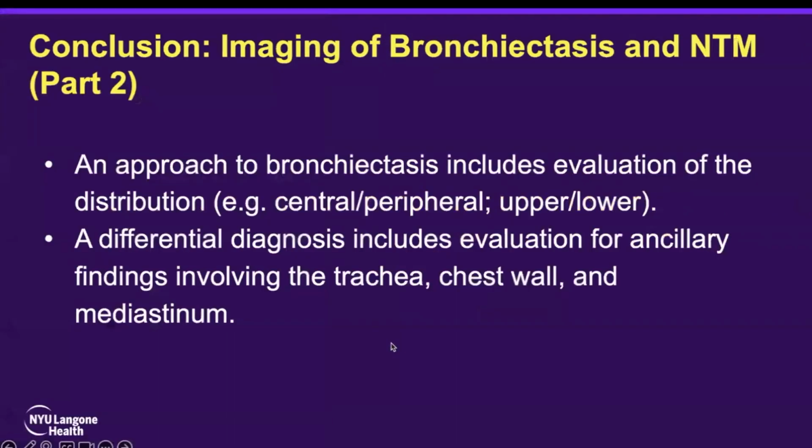So in conclusion, an approach to bronchiectasis includes evaluation of distribution, both in terms of central, peripheral, and upper-lower distribution. And this can help us potentially narrow down the differential diagnosis, and attention to ancillary findings such as the trachea, chest wall, and mediastinum may also be helpful in identifying the etiology. So with that, this concludes part 2 of our discussion.